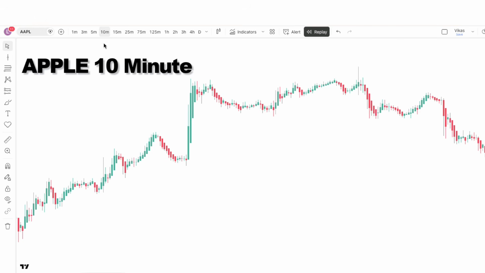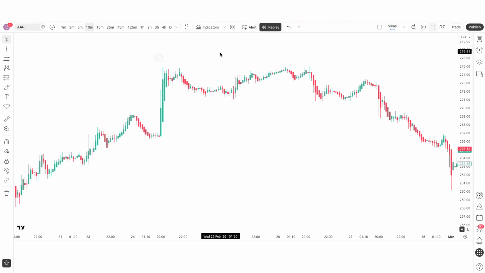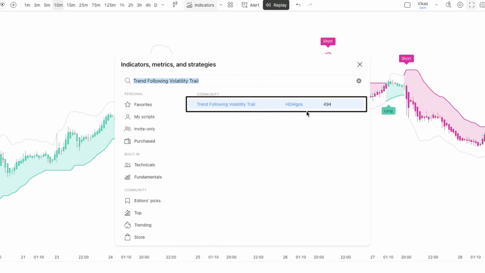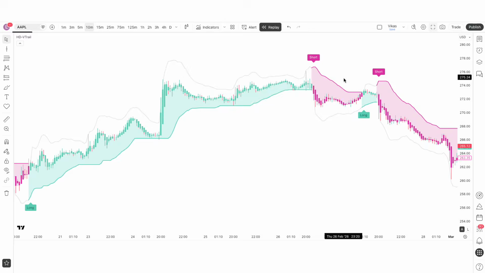We open the Apple 10-minute chart. And don't sweat the time frame either. Next, you'll want to find those magic indicators. Head over to the Indicators tab and search for the Trend Following Volatility Trail. Select the indicator made by HD Algos and add it to the chart.